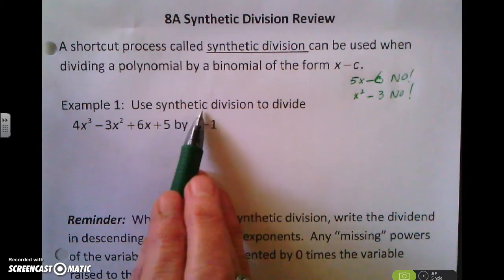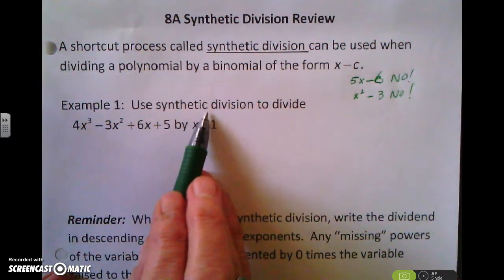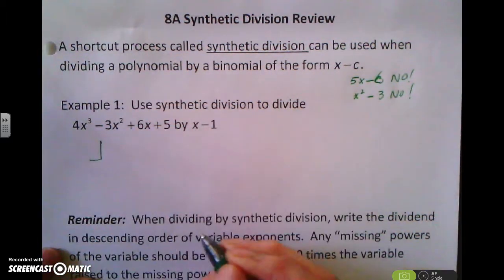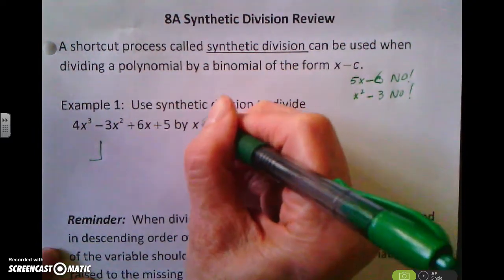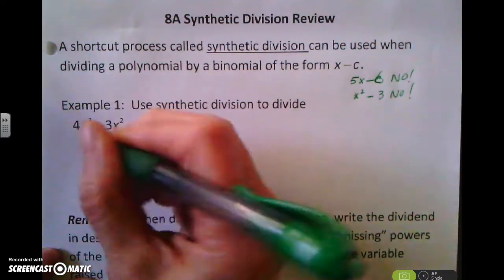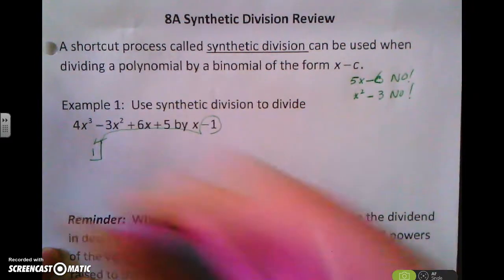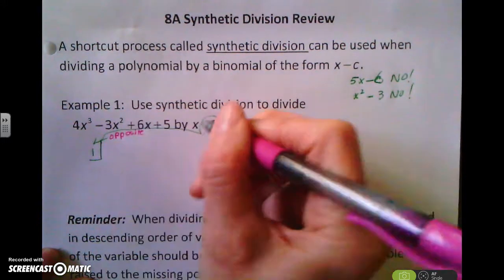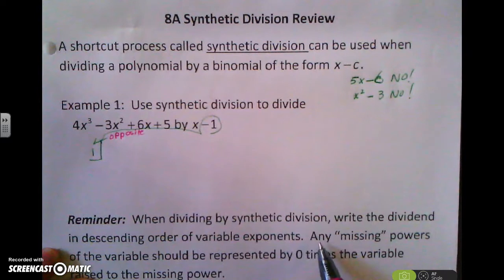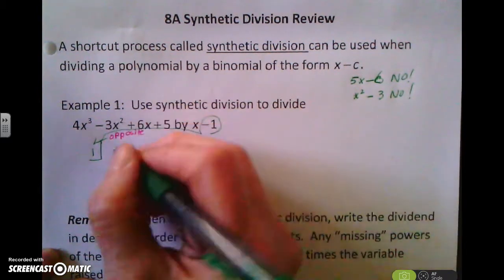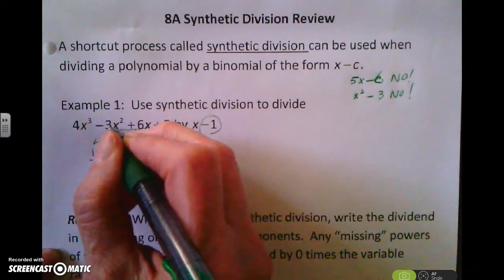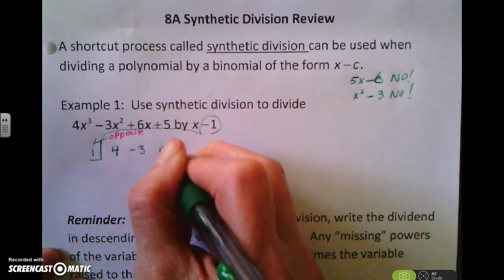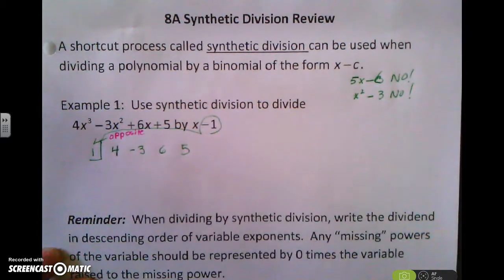All right, so let's just review the steps that go with synthetic division. So when I'm dividing by x minus 1, I'm going to put a box here. And inside the box, I'm going to take the opposite of this and put it there. So I'm going to put 1. I'm going to write the word opposite right here to remind you that if this was minus 1, this is going to be a plus 1. So to the right of this, I'm going to write just the coefficients. So 4, negative 3, 6, and 5.